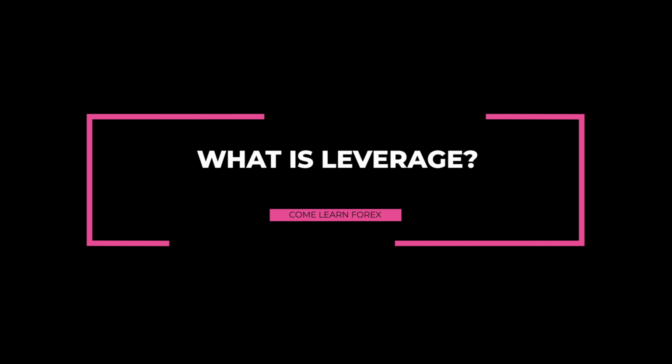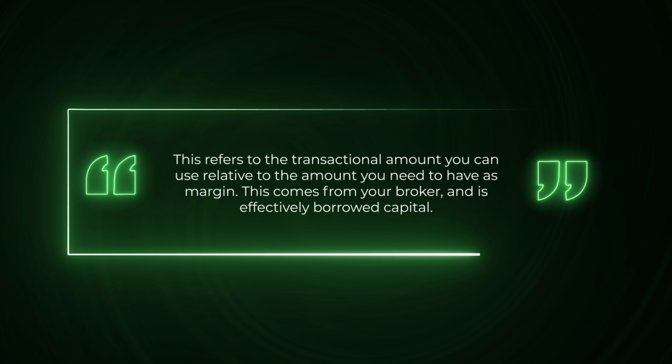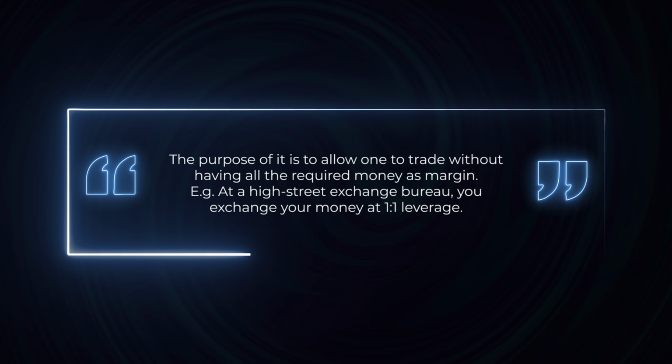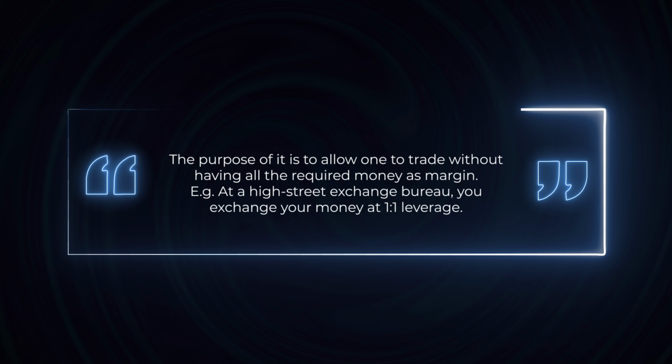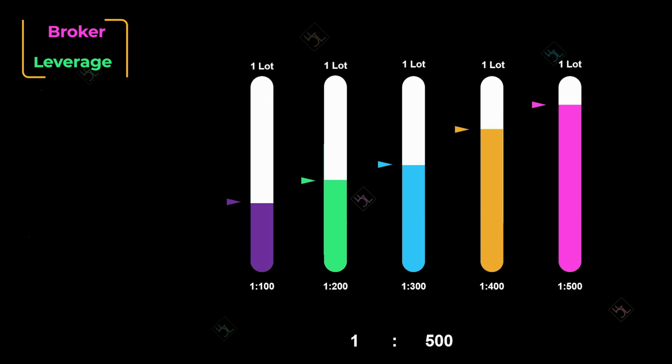So, what is leverage? This refers to the transactional amount you can use relative to the amount you need to have as margin. This comes from your broker and is effectively borrowed capital. The purpose of it is to allow one to trade without having all the required money as margin. For example, at a high street exchange bureau, you exchange your money at 1-to-1 leverage. Your average broker will offer leverage from 1-to-1 to 1-to-50, with some offering more at 1-to-100, 1-to-200, 300, 400, and even as high as 1-to-500.